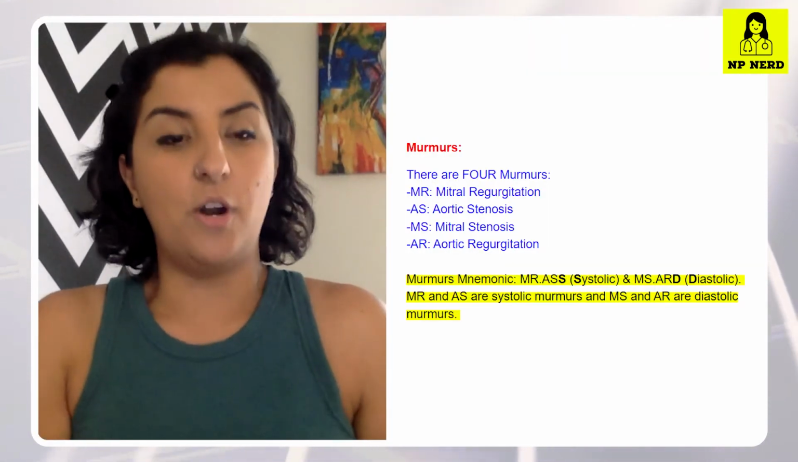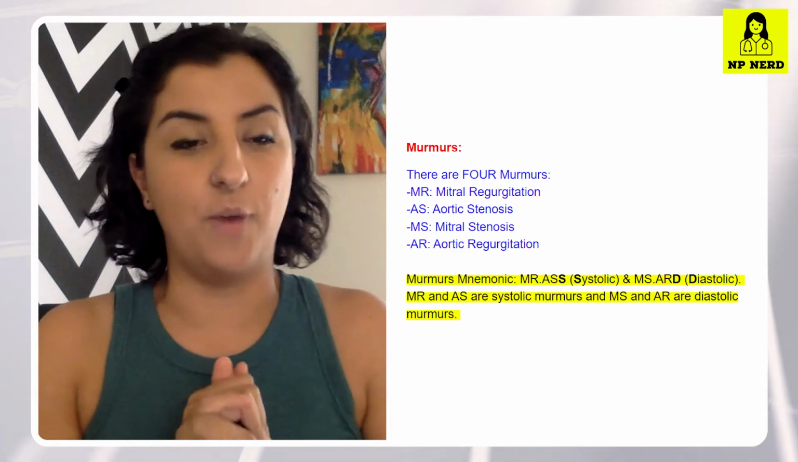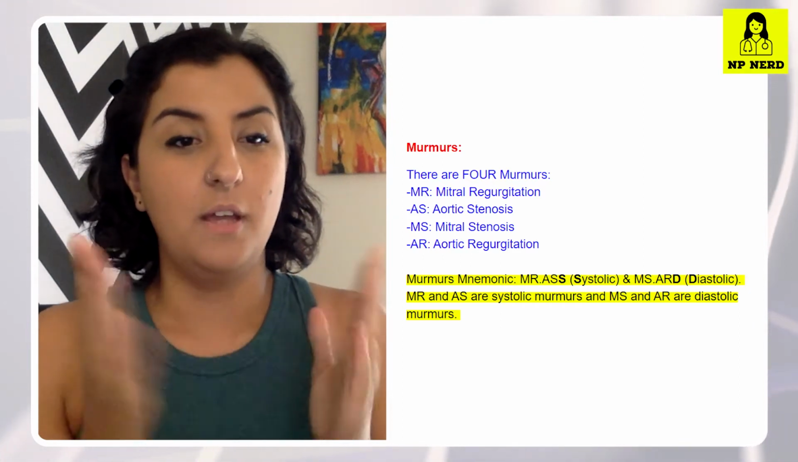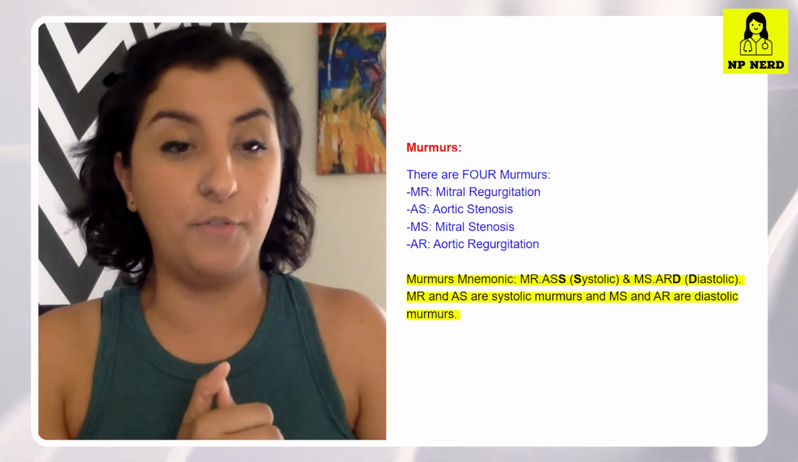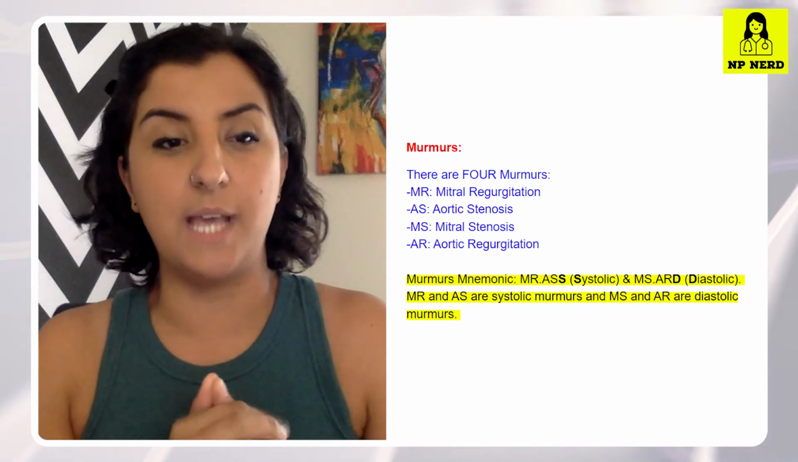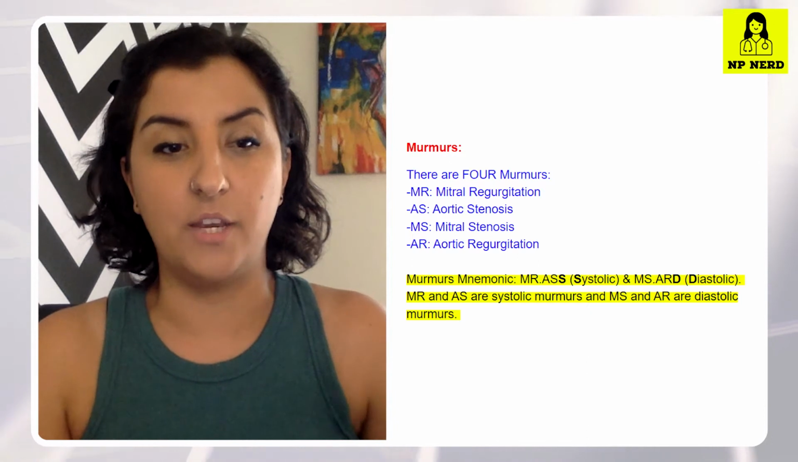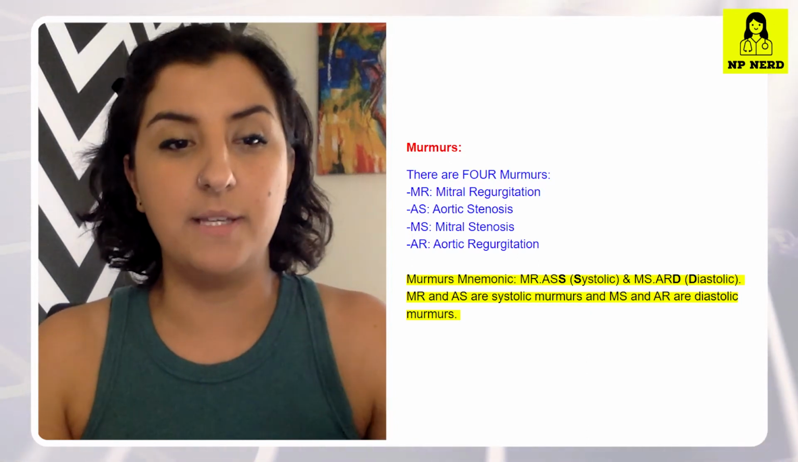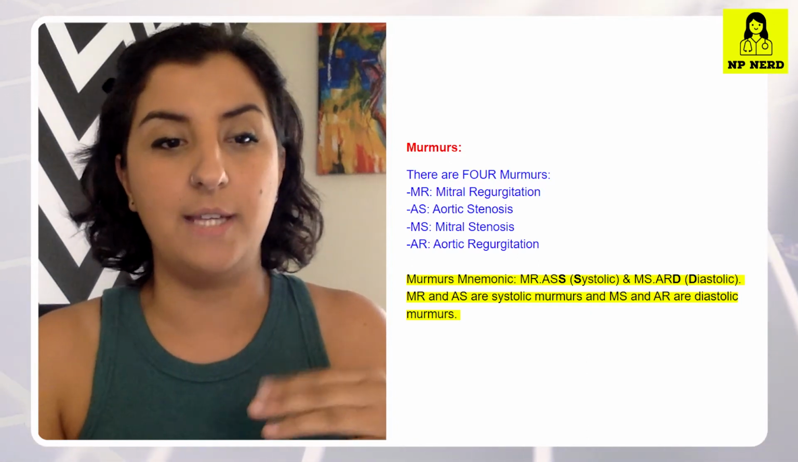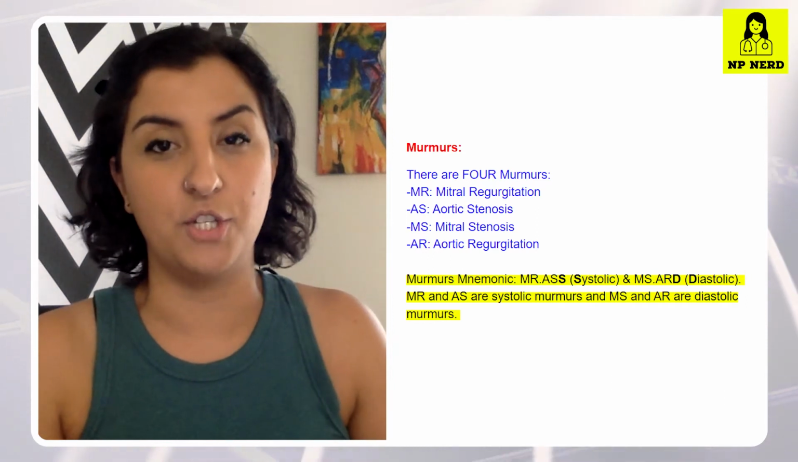Anyway, so there are only 4 murmurs that you have to know. This is a little bit of abbreviation of all the murmurs. The first one is MR, which is mitral regurgitation. AS is aortic stenosis. MS is mitral stenosis. And AR is aortic regurgitation.